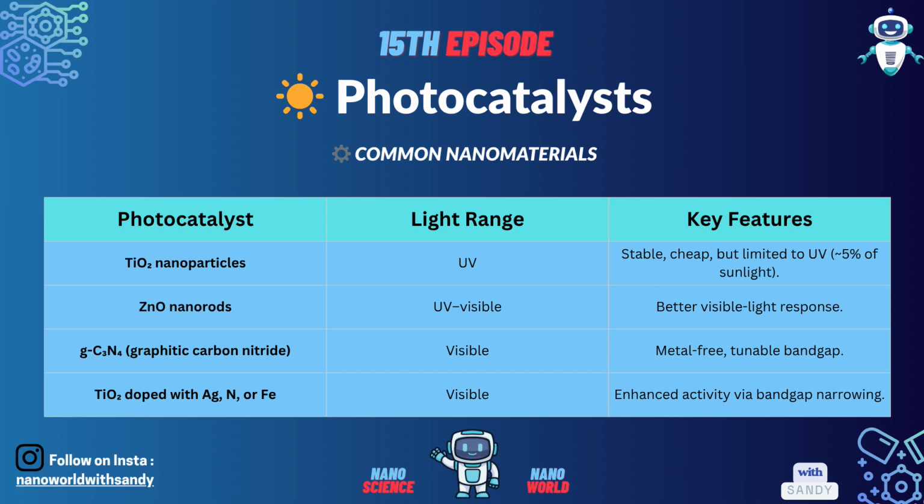Common nanomaterials. While TiO2 is stable and cheap, its primary drawback is that it only uses UV light, just 5% of solar energy. To fix this, researchers are doping TiO2 with elements like nitrogen or developing new metal-free catalysts like graphitic carbon nitride to increase efficiency under visible light.